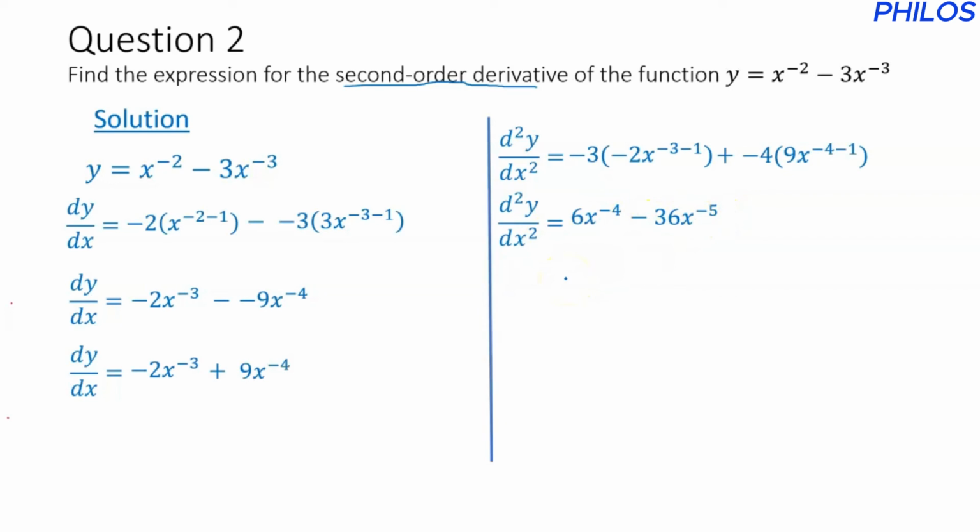But you can leave your answer in this form. That is, now you see the 6x exponent negative 4, you can rewrite it as 6 over x exponent 4 minus, and then you can rewrite this also as 36 over x exponent 5. That's the final answer to this.